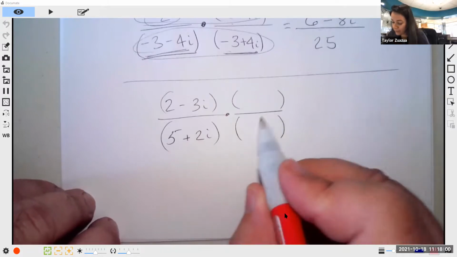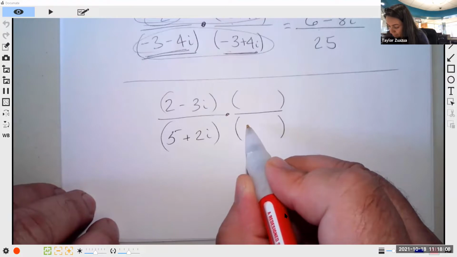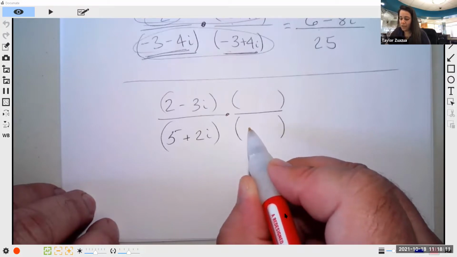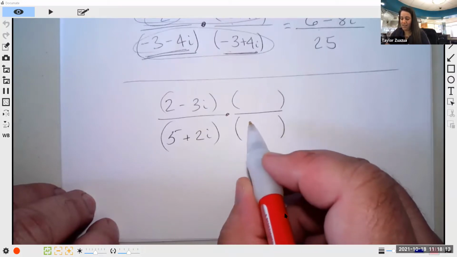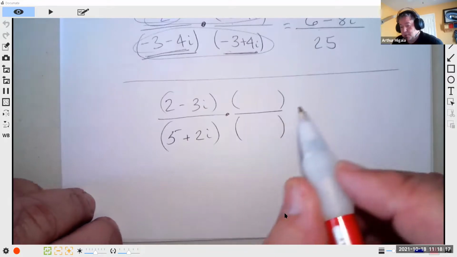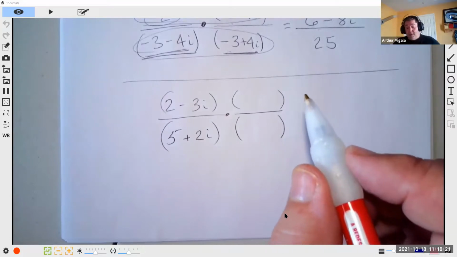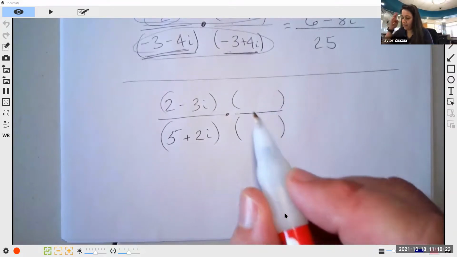So would it be -5, right? -5. Wait a minute. -2i. No, I'm so lost now at this point. Look at your notes. What's the formula? It is the complex conjugate formula.